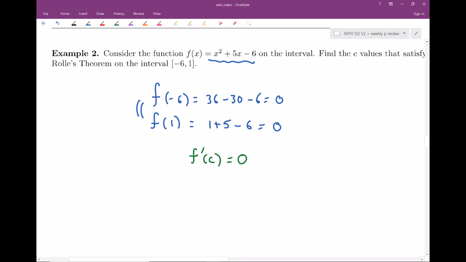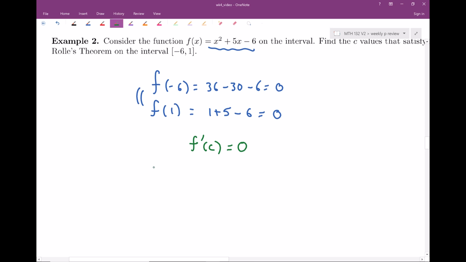So we can go ahead, calculate out the derivative of our function. Our derivative is going to be 2x plus 5. And we want the derivative at c. So instead of f prime of x, I'm going to do f prime of c. So I'm just going to do c here instead of x. And now we can go ahead and solve. So I can go ahead and subtract 5 from both sides and divide by 2. So our conclusion here is c is equal to negative 5/2.